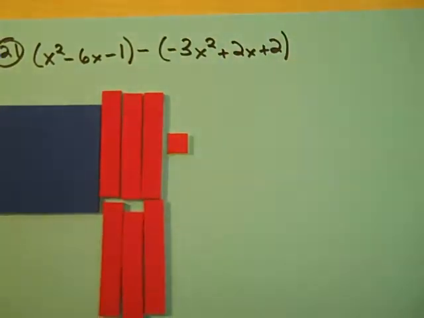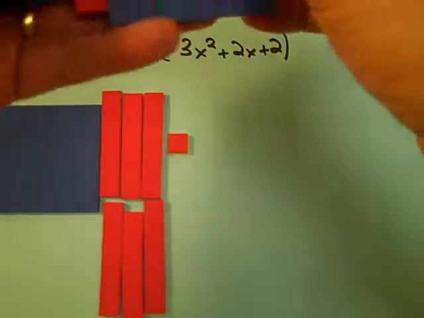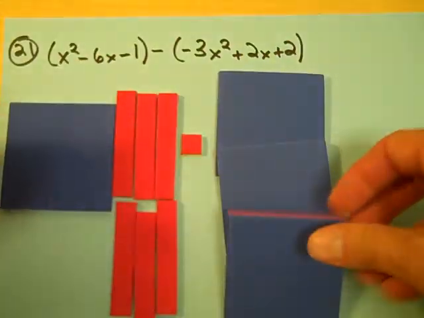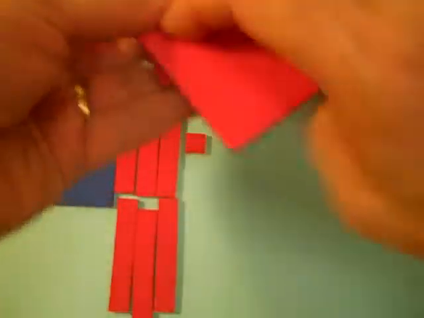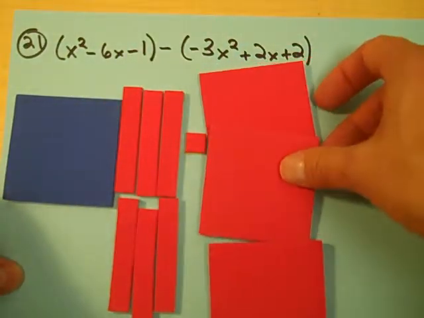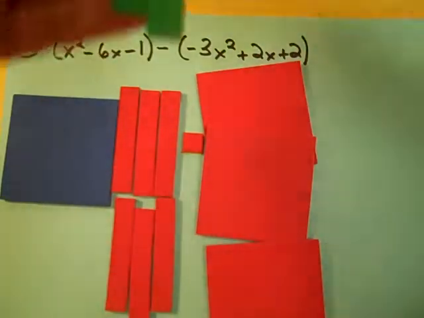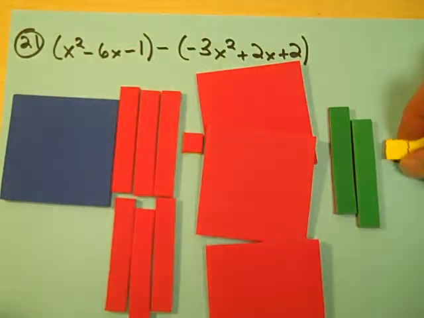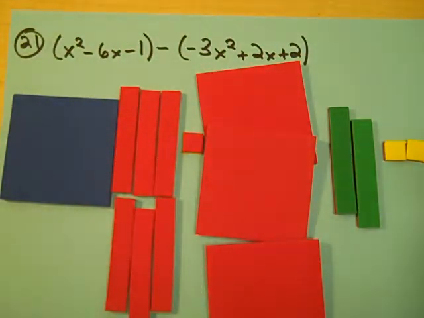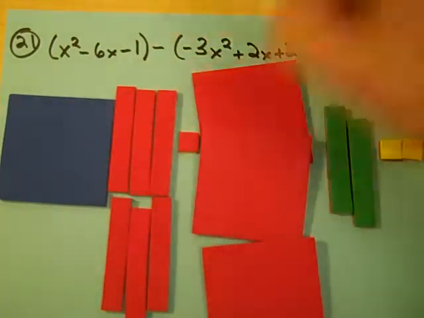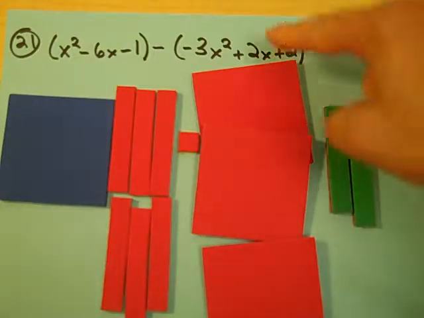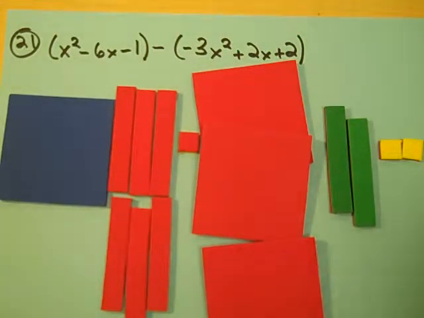Paying no attention to the subtraction sign, I'm going to model this. That's a 3x squared. So that's going to be 3 of my big blue squares. No, it's not. It's a negative 3x squared, Steve. It's going to be 3 of my big red squares plus 2x. And plus 2 is going to be my little yellow squares. Let's double check that. So I've got x squared minus 6x minus 1, negative 3x squared plus 2x plus 2. Beautiful. But since this is a subtraction problem, we are going to add the opposite.